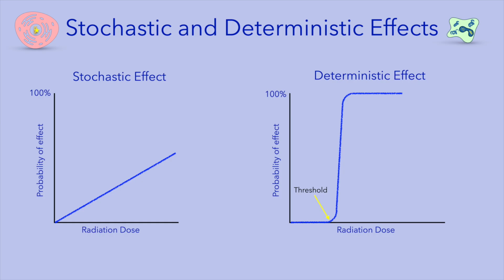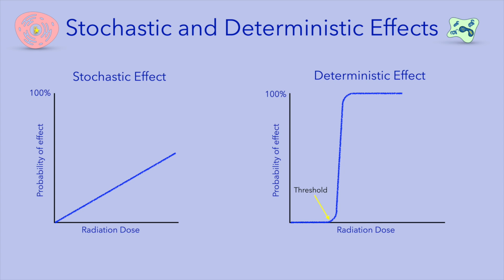Based on the outcomes of the DNA damage, radiation effects can be categorized into two fundamental categories: stochastic and deterministic. Understanding the difference between these two categories of effects is of particular importance to radiation safety and protection. Stochastic effects are a consequence of sublethal DNA damage. Importantly, stochastic effects are considered to occur without a dose threshold.